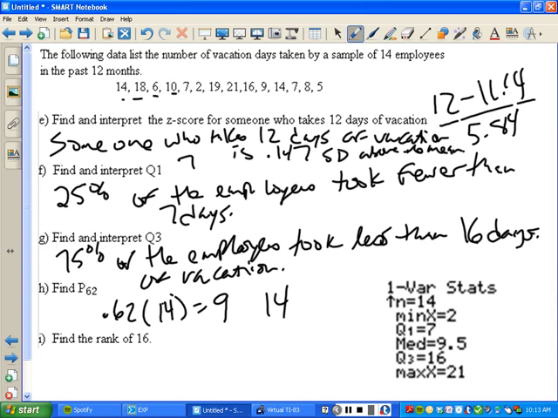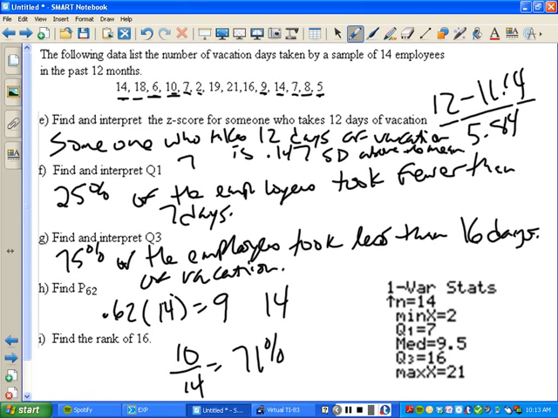Okay. Lastly, the rank of 16. How many values are less than 16? Let's count. 1, 2, 3, 4, 5, 6, 7, 8, 9. Why did I hear 10? 10. 10 divided by 14. 71%? Yeah. Okay. If I had to interpret that, 71% of the employees took less than 16 days of vacation.